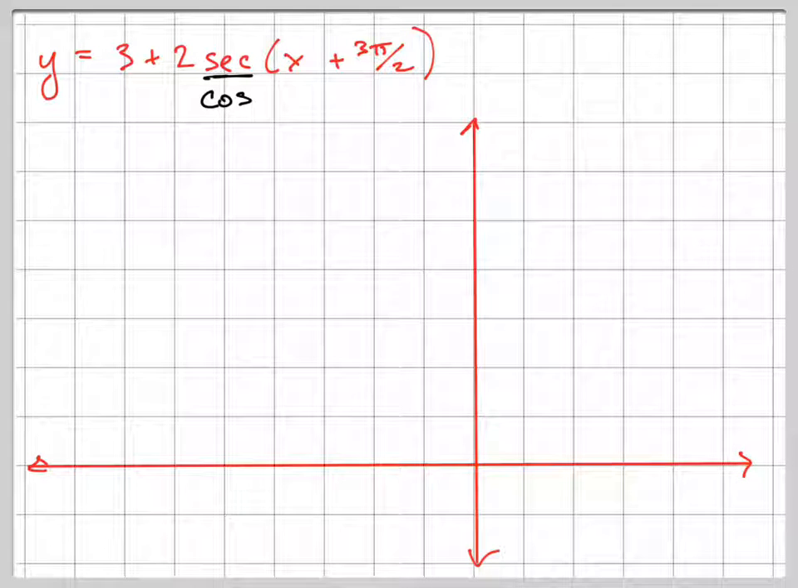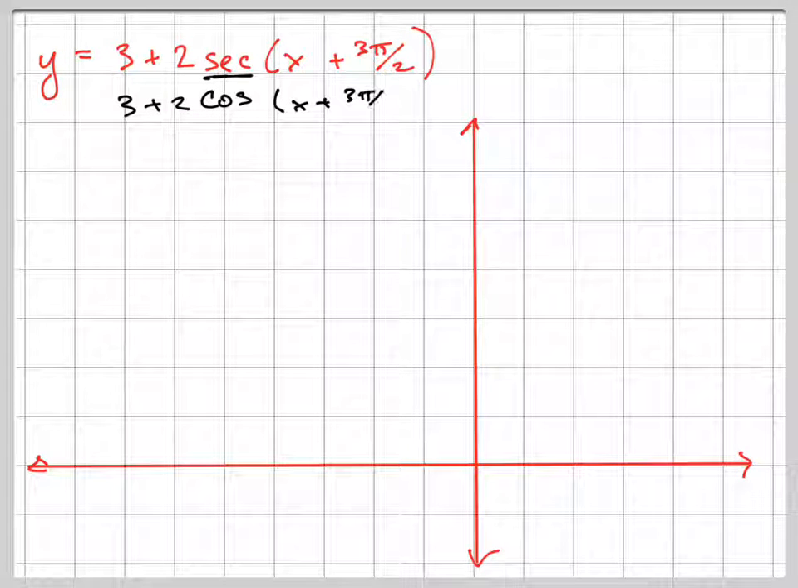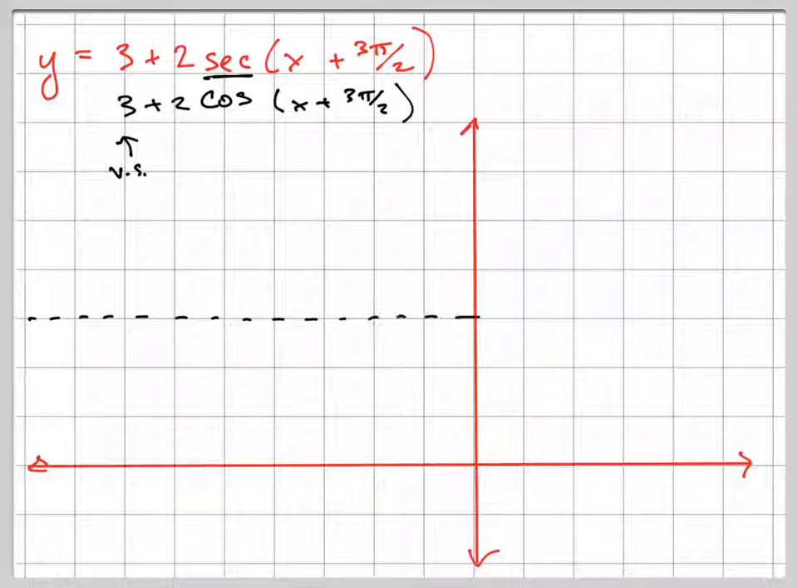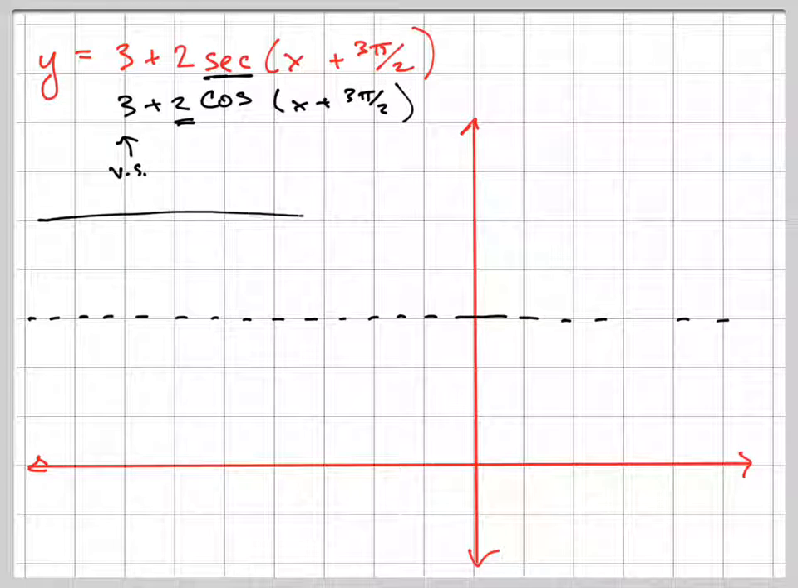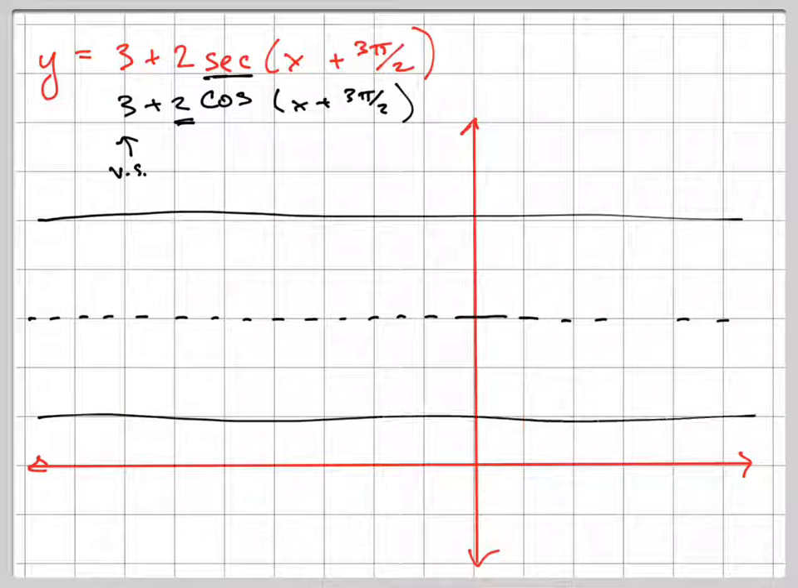So how would 3 plus 2 cosine of x plus 3 pi over 2 graph? Well, remember this is your vertical shift, so it shifts up 3. So here's your midline. The 2 is your amplitude, so it's going to go all the way up to this line, and all the way down to this line. You following? And then this plus 3 pi over 2 means it shifts left 3 pi over 2.